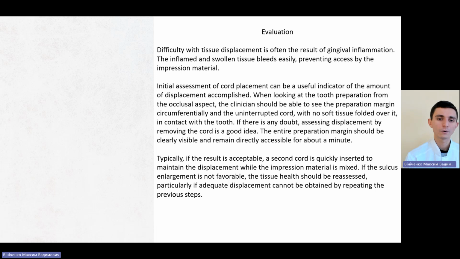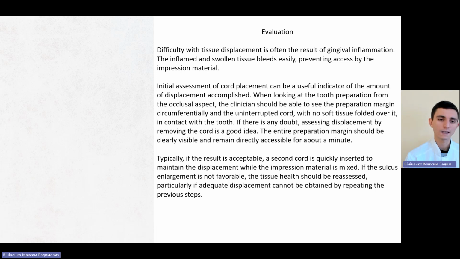When looking at the tooth preparation from the occlusal aspect, the clinician should be able to see the preparation margin circumferentially and the uninterrupted cord with no soft tissue folded over it in contact with the tooth. If there is any doubt, assessing displacement by removing the cord is a good idea. The entire preparation margin should be clearly visible and remain directly accessible for about a minute.